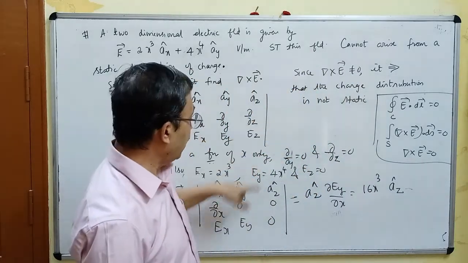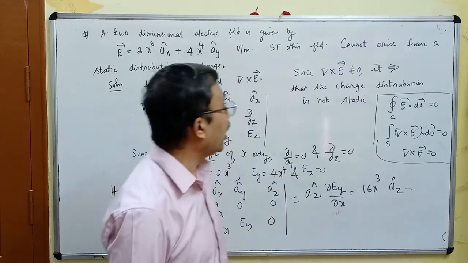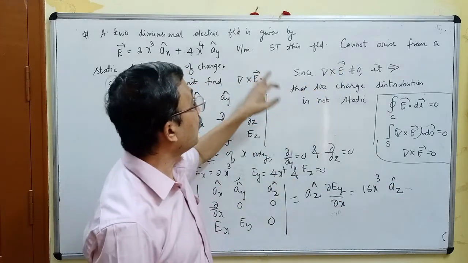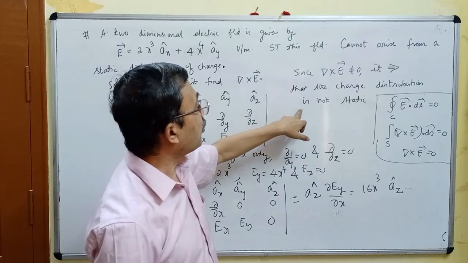Since del cross E here is 16x cubed into Az cap, it implies del cross E is not equal to 0. Therefore, the charge distribution is not static.